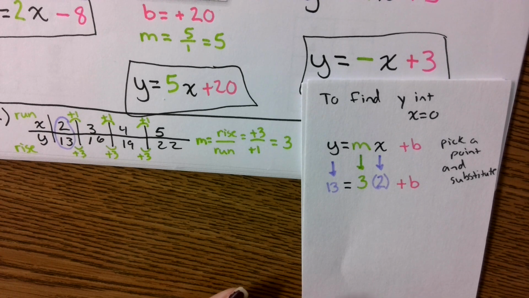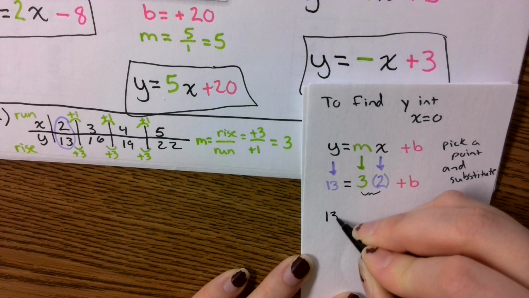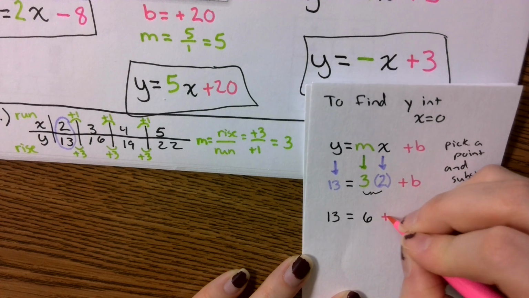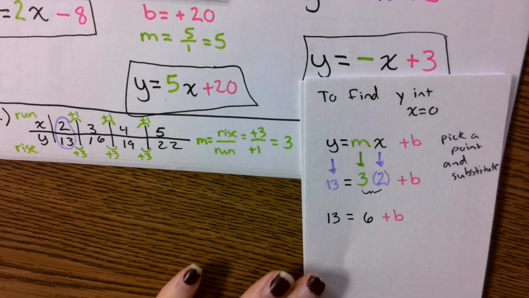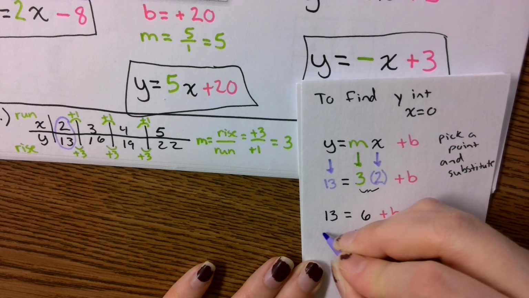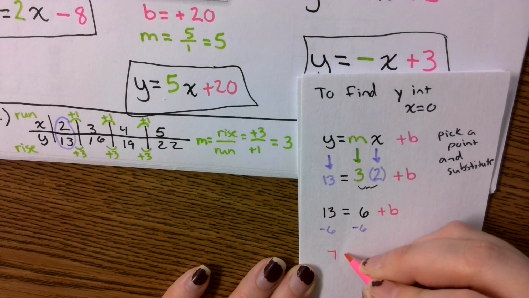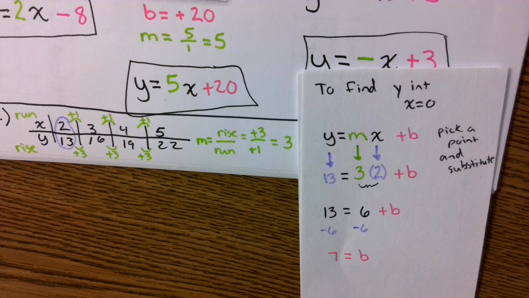Multiply the 3 times 2. What is 3 times 2 going to give us? 6. So we have 13 is equal to 6 plus b. What do we do now? Sebastian? 13 minus 6, right? We're going to subtract 6 from both sides. And by subtracting 6 from both sides, we're going to find out 7 is equal to b. So there's my value for b.